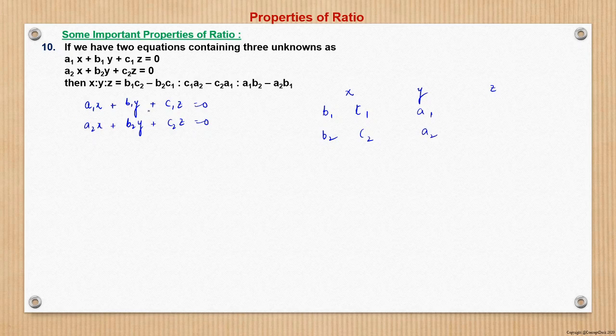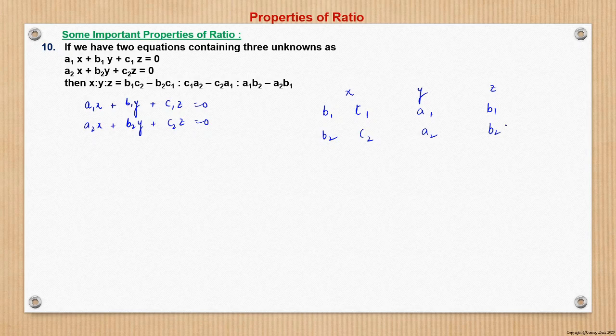Now for z, we will hide the z part and then look at the right. Just look at this in a circular flow. After hiding the z components, we get a1, a2, which is written here. Next to that is b1, b2, so we write b1, b2 here.